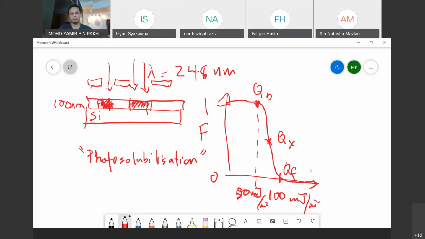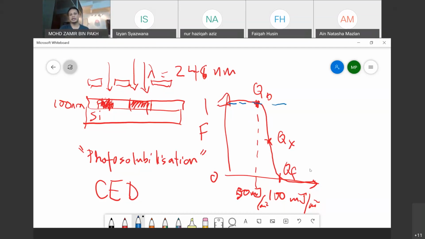So, if you use 50 millijoule per cm squared, you go through coating, and then exposure, and then you develop using TMAH. Then, lepas you measure experimentally, as I said just now, you measure your resist remaining. You measure thickness, to be able to plot this curve. So, when you measure the thickness at 50 millijoule, the thickness remaining after the development process is exactly the initial thickness. Sama, there's no change, right?